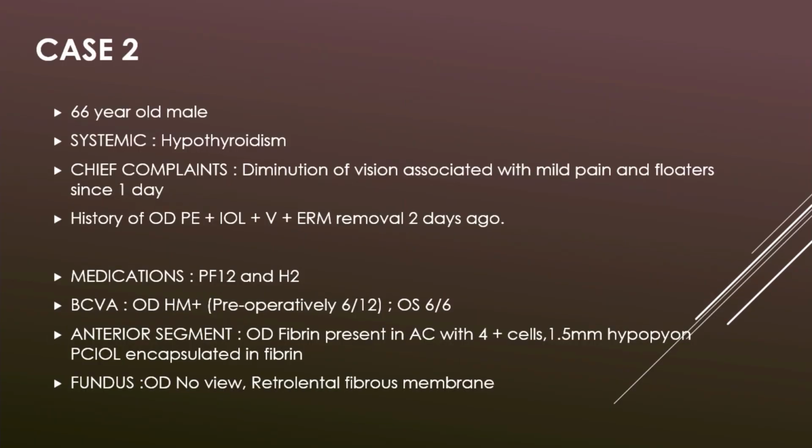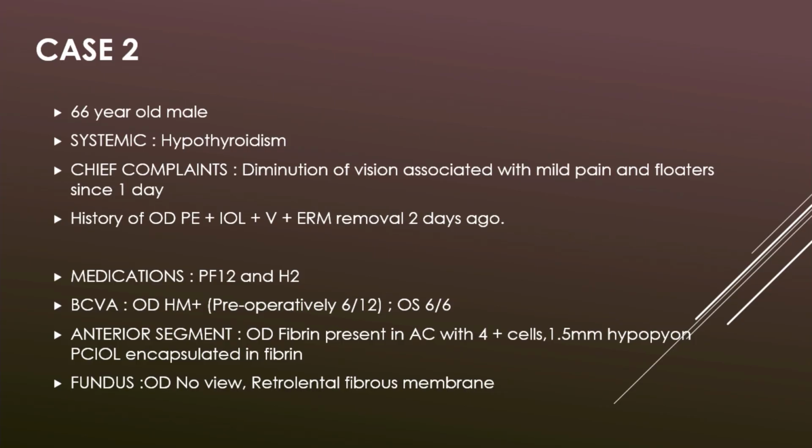Case 2 was a 66-year-old male. Systemically, he was hypothyroid, presented with chief complaints of diminution of vision with mild pain and floaters for the past 1 day. He had undergone a recent phaco-IOL with vitrectomy and ERM removal a couple of days ago. So the patient was on Predforte 12 times a day, topical, and the best corrected visual acuity at presentation was hand movements, which preoperatively before the ERM removal was 6/12.